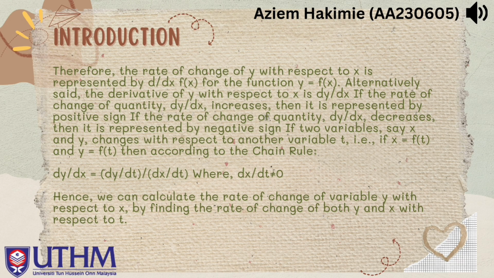If two variables, say x and y, change with respect to another variable t, for example, if x equals f(t) and y equals f(t), then according to the chain rule, dy per dx equals dy per dt multiplied by dt per dx, where dx per dt is not equal to 0. Hence, we can calculate the rate of change of variable y with respect to x by finding the rate of change of both y and x with respect to t.